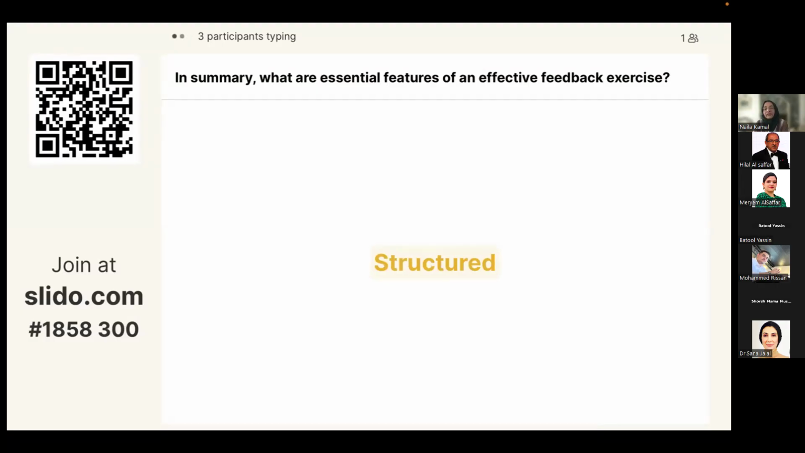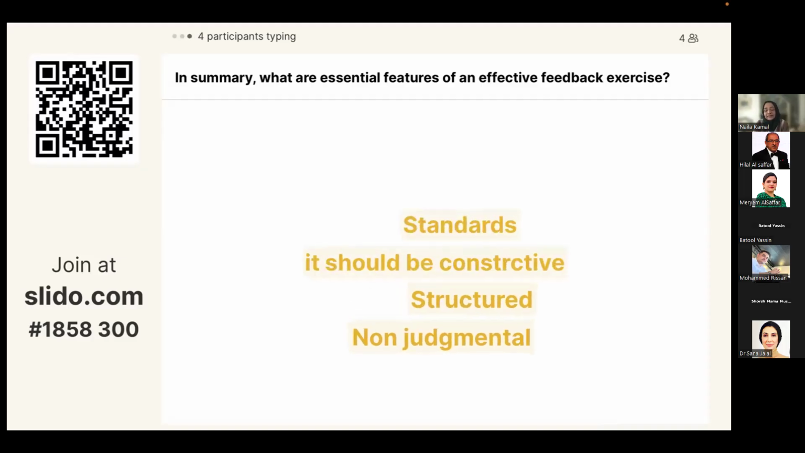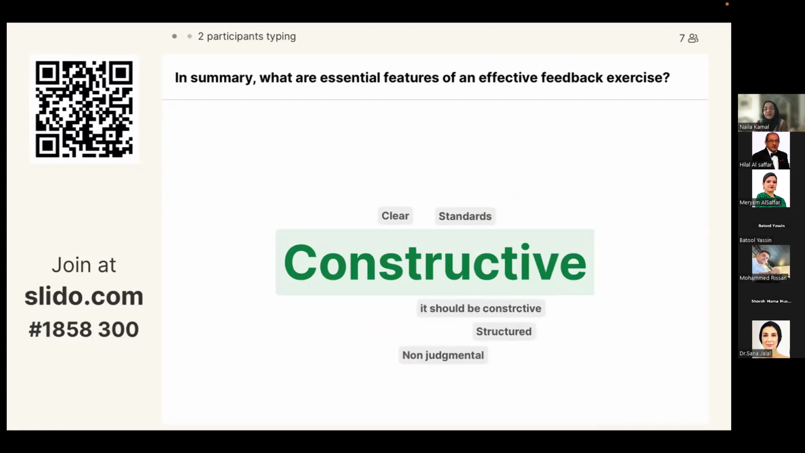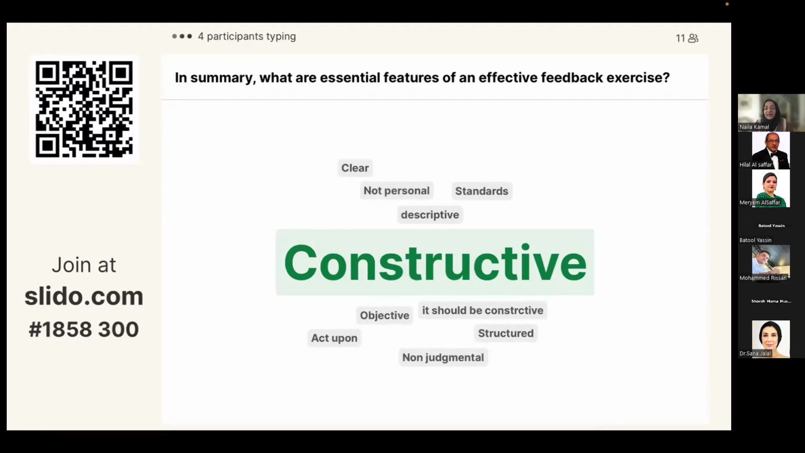Structured, very good, excellent. Non-judgmental, very nice, yes. Constructive, yes, and it should be against certain standards, very good. Constructive is being consolidated. And then there is an action plan, yeah. It is not just something for a tick box. It needs to have a purpose. Needs to be clear. Yes, not personal. Very good.